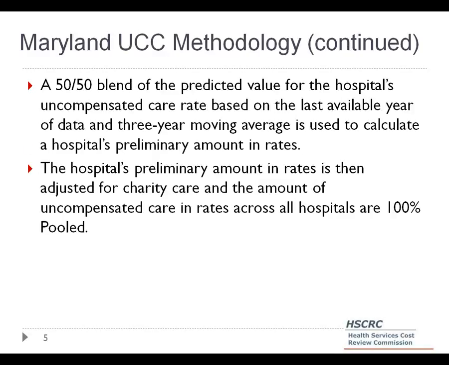On slide 5, even though we have this regression, we use it only in a 50-50 manner, and that is that we provide a blend of this regression predicted value for the hospital along with its actual uncompensated care levels based on a 3-year moving average. And we've used historically the 3-year moving average to create some stability in the hospital levels and not be plagued by the ups and downs that can occur in hospital provision.